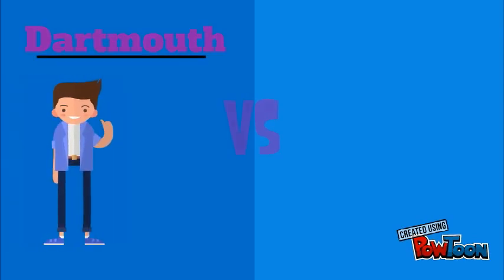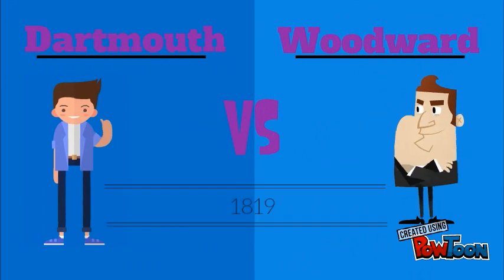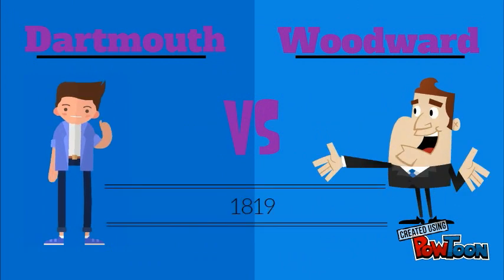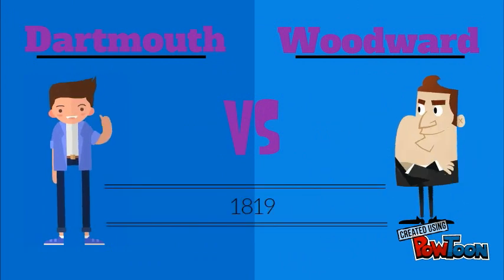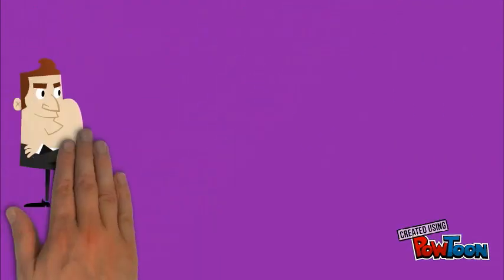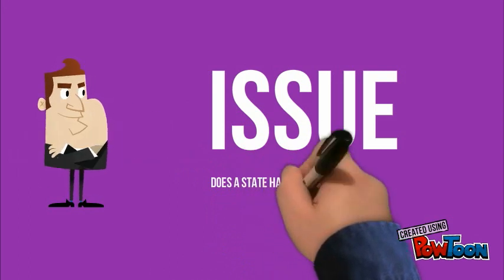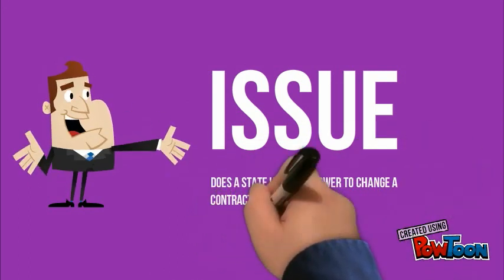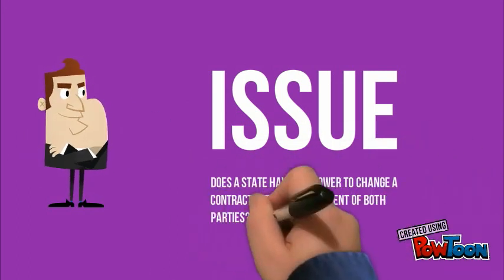Dartmouth versus Woodward, 1819. Issue: does a state have the power to change a contract without the consent of both parties?